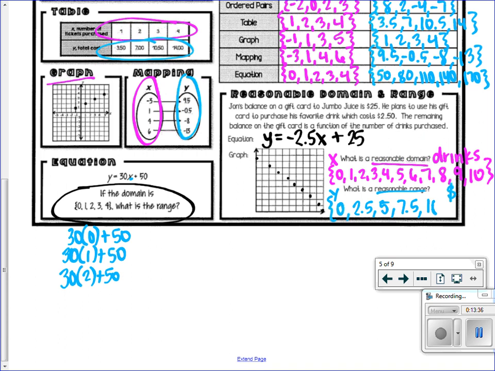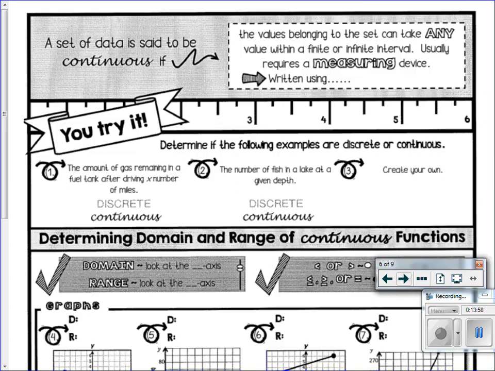$7.50, $10, $12.50, $15, $17.50, $20, $22.50, and the most amount of money starting with on his card, $25. Flip over to the other side.